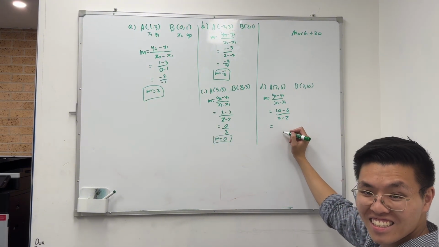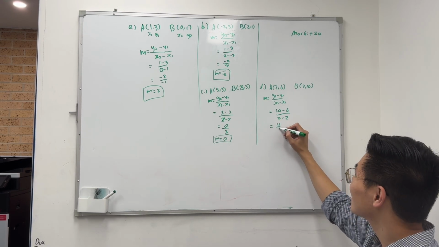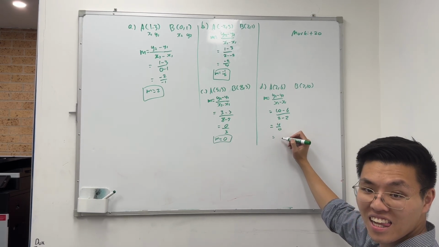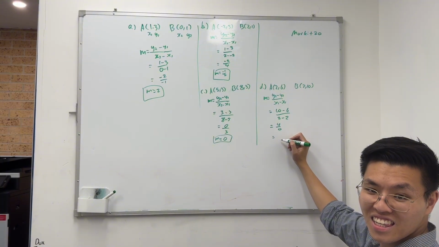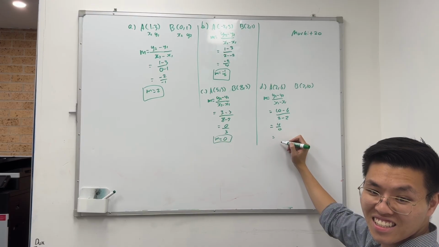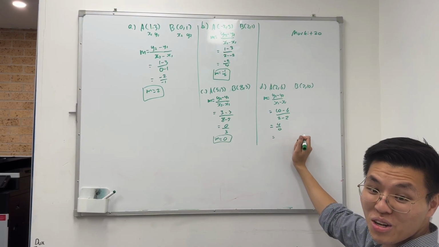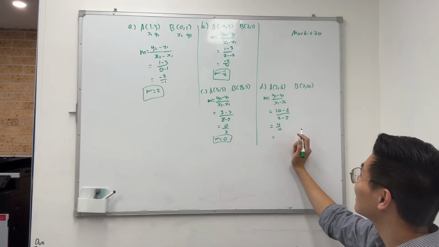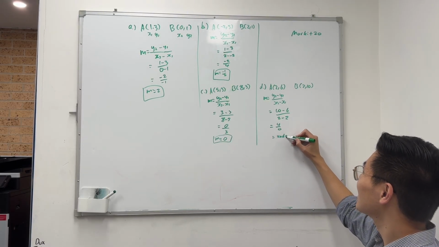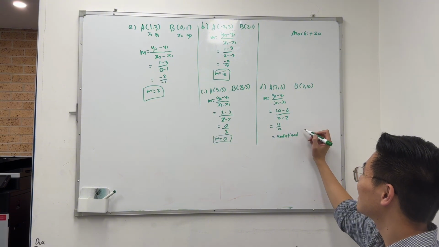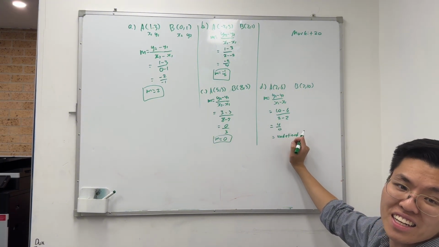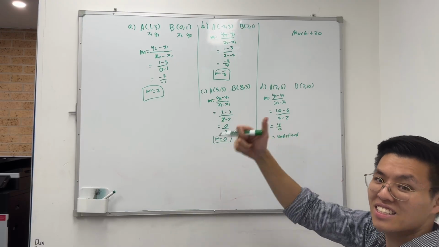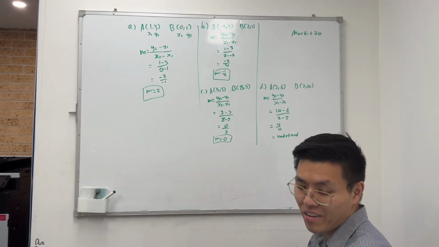Yeah, so 4 over 0, which is equal to? Wait, it's not working on the calculator. No, it is working. What your calculator is saying is undefined. Undefined, so it is working. So anything divided by 0 is undefined. Okay, I'll give you that one.